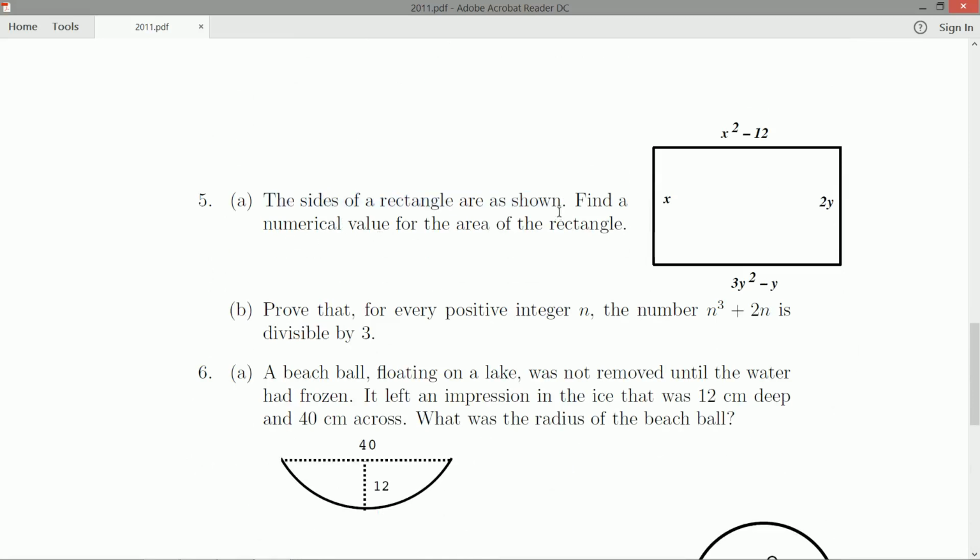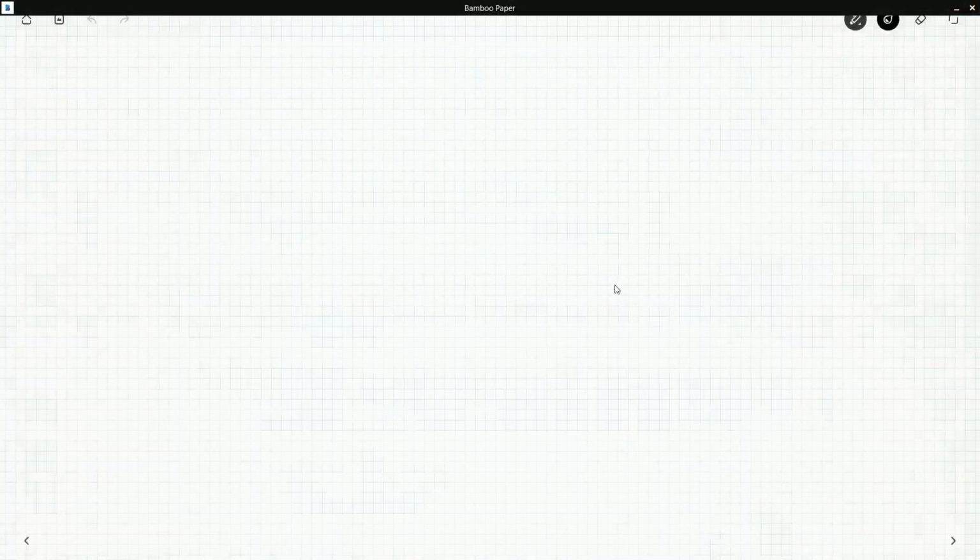So 5A. The sides of a rectangle are as shown. Okay, we've got some expressions in x and y. Find a numerical value for the area of the rectangle. Interesting. Numerical value for the area of the rectangle. Let's copy this rectangle down.